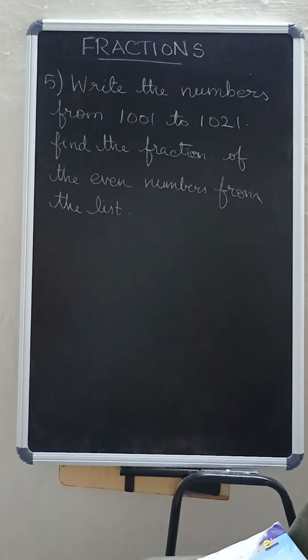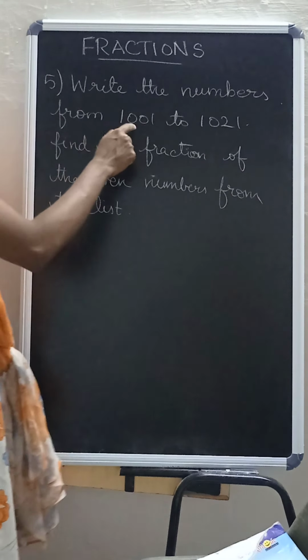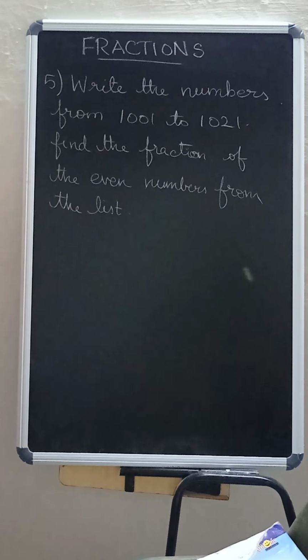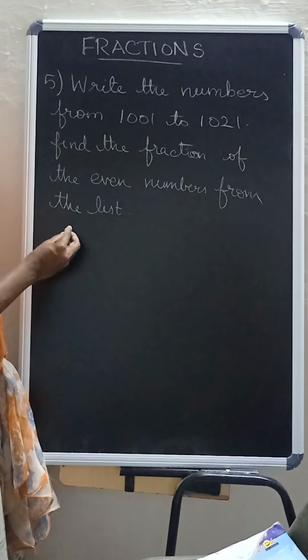Next, write the numbers from 1001 to 1021. Find the fraction of the even numbers from the list. So you need to write the numbers from 1001 to 1021 and pick out all the even numbers and find the fractions from the list. Done? You can pause the video, do it, and then check my answer. Now we will write the solution here.